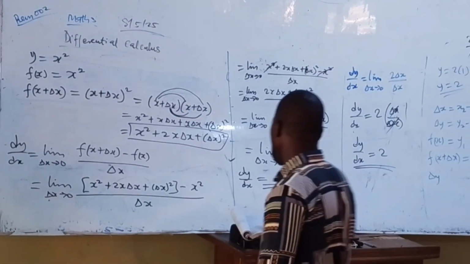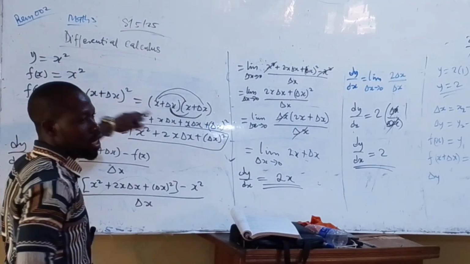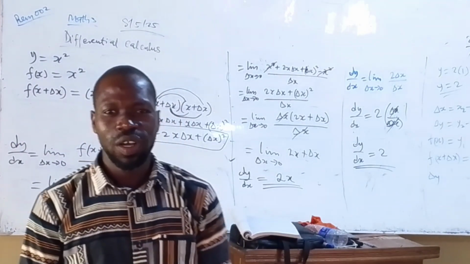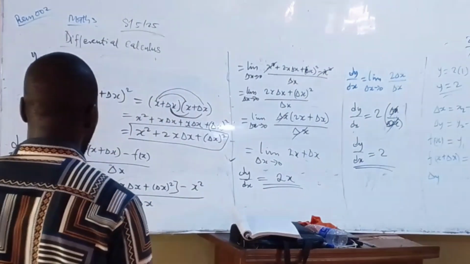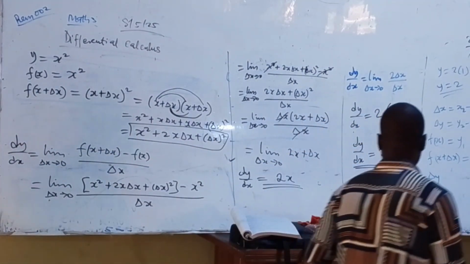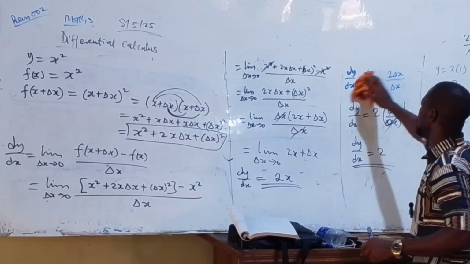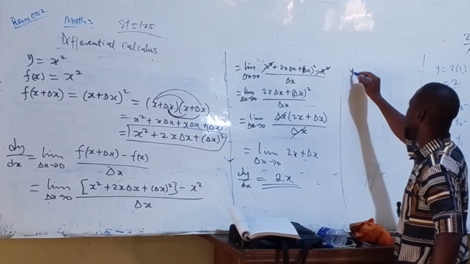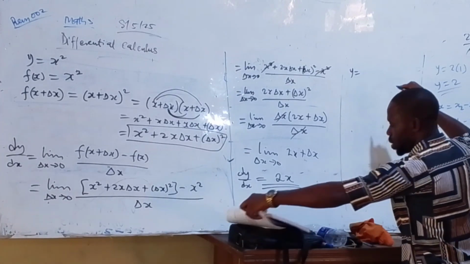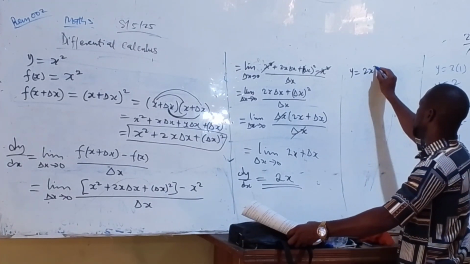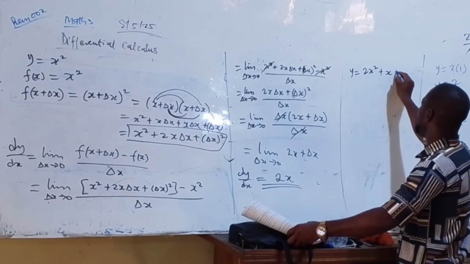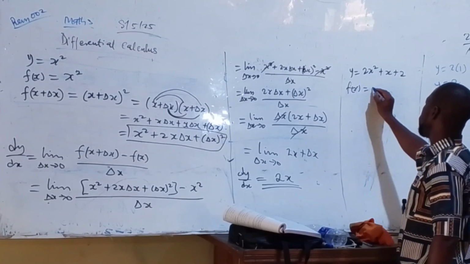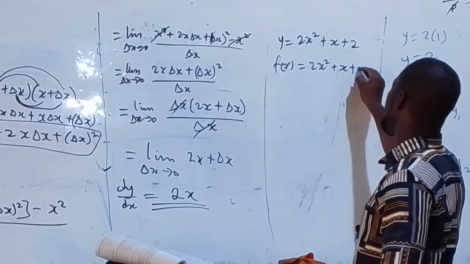dy/dx is 2x. If y equals x squared, dy/dx is 2x. All right. Now we'll do the third question. What's the third question? y is equal to 2x squared plus x plus 2. So it means that f of x is equal to 2x squared plus x plus 2.